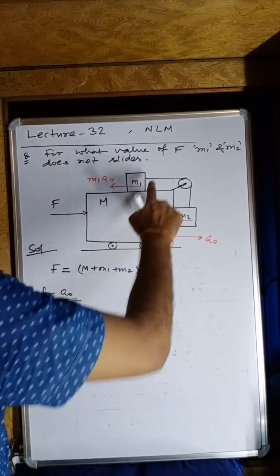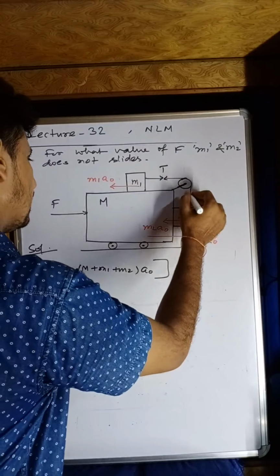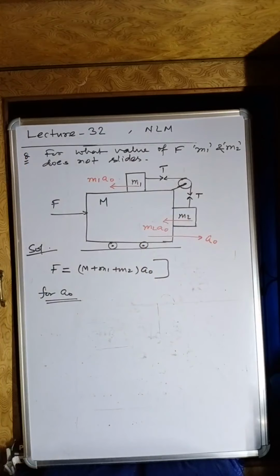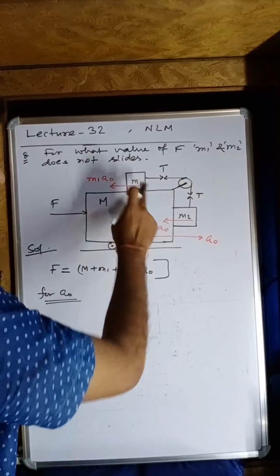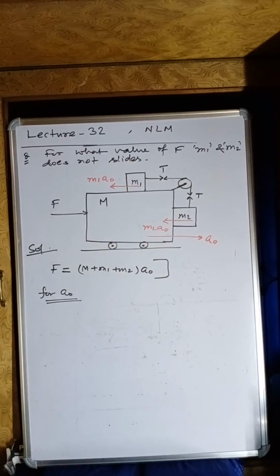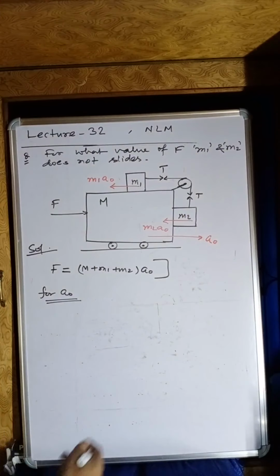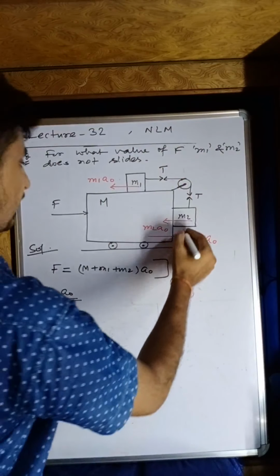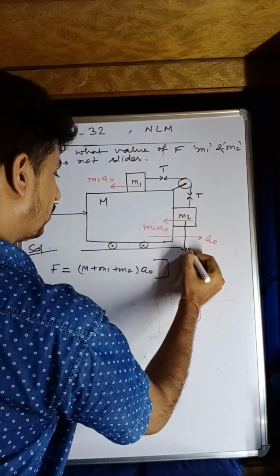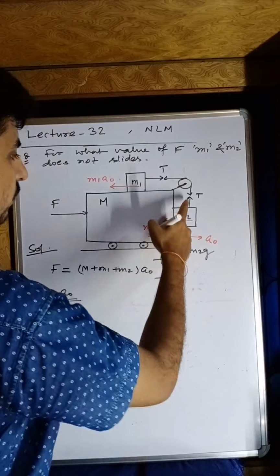Now we can see here the tension will act T, and here the tension will act T. If these two are not moving, it means the force in forward direction and backward direction will be equal. Here the force in downward direction and upward direction will be equal. Which one is acting in downward direction? Here m2g.